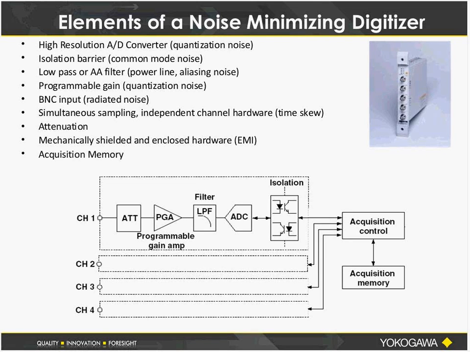Radiated noise can be overcome. If you're concerned about EMI or radiated noise, make sure your instrument has a BNC input. Screw terminals are definitely going to be more susceptible to radiated noise. Time skew can be overcome by making sure your instrument has independent channel hardware, and make sure that your data acquisition system also has mechanically and electrically shielded and enclosed hardware as well.